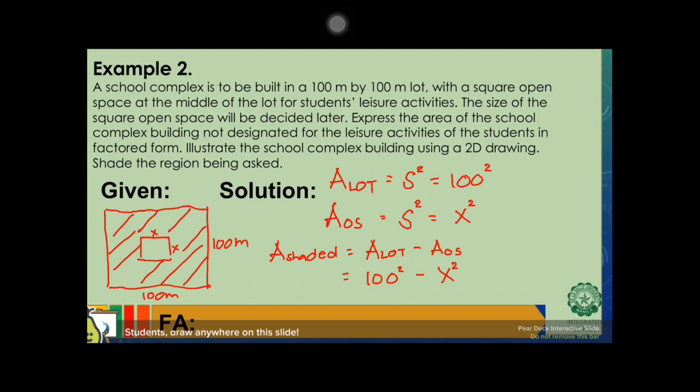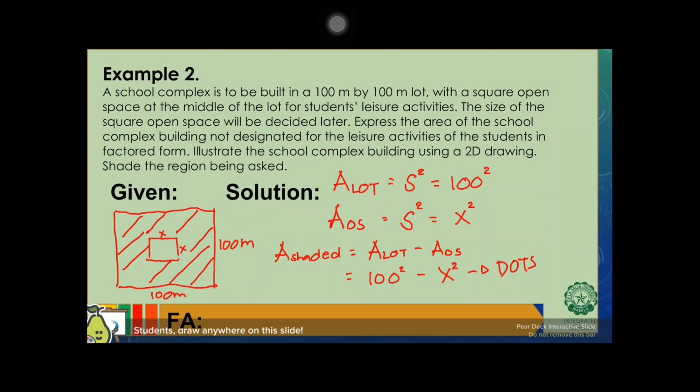And then you need to take note that since the first term and the second term are perfect squares, and you have a subtraction as the operation, this is a difference of two squares. So you can easily factor that one out by using the concept of difference of two squares.